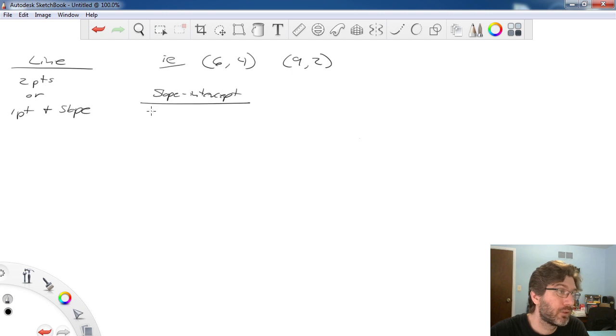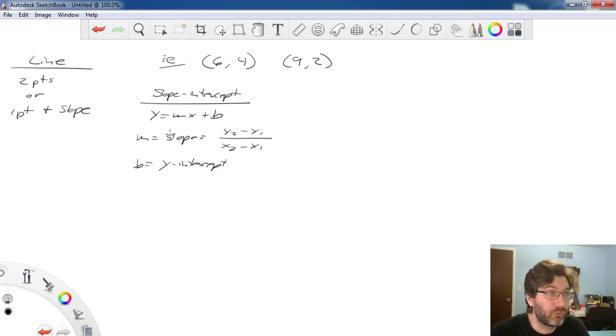Slope-intercept form is y equals mx plus b. Remember that m equals your slope, which equals y2 minus y1 all over x2 minus x1. And you know that b equals your y-intercept. So we're going to find our slope first. Again, just plug into this equation.